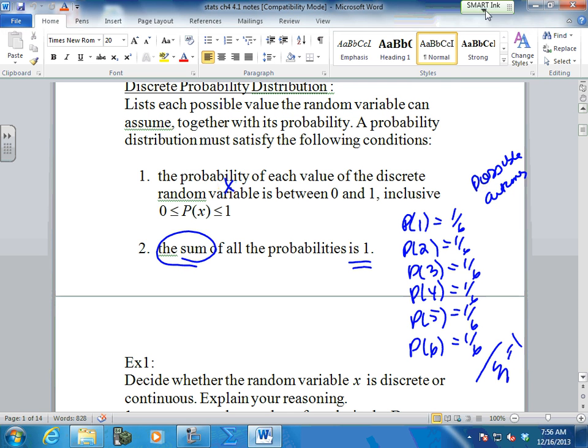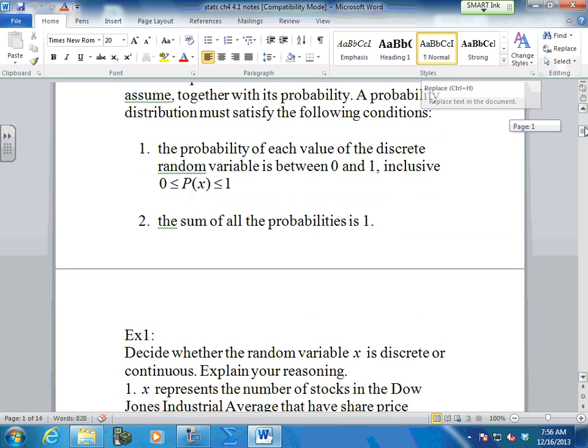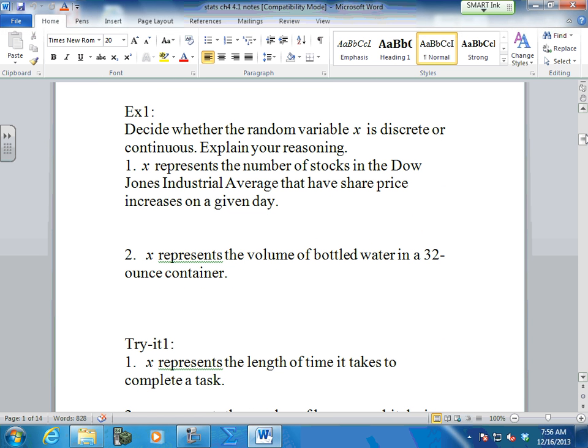So we take a look at your examples. Example 1 says, decide whether the random variable x is discrete or continuous. X represents the number of stocks in the Dow Jones Industrial Average that have a share price increase on a given day. We want the number of stocks. Is that discrete or continuous? Discrete. This is what you're looking for. The number of stocks. This is discrete.